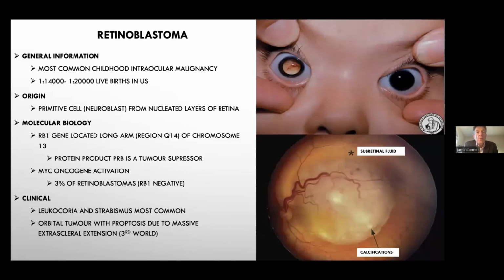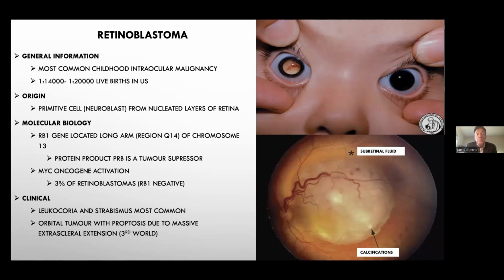A retinoblastoma is the most common childhood intraocular malignancy. The incidence is about 1 in 14,000 to 20,000 live births. The origin is from the primitive nucleated layers of the retina, a neuroblast. You're probably familiar with the RB1 gene, which is the first tumor suppressor gene identified.